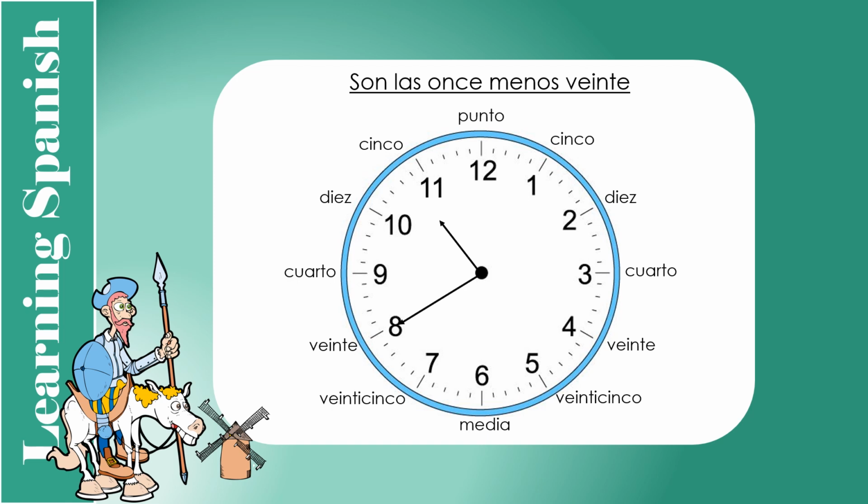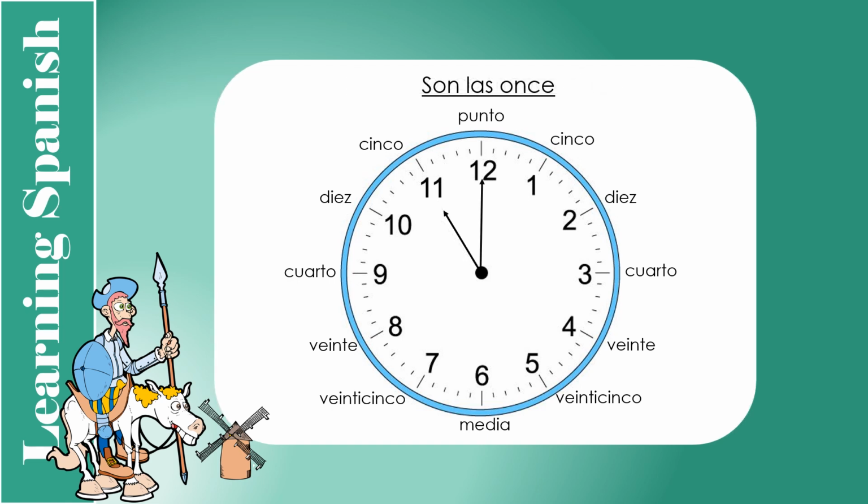Son las 11 menos 20. Son las 11 menos cuarto. Son las 11 menos 10. Son las 11 menos 5. Son las 11. And here you could also say "son las 11 en punto". That means that it's exactly 11 o'clock. And don't forget, for 1 o'clock we say "es la una".